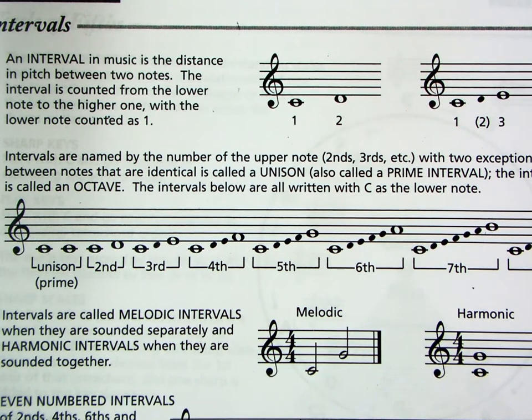All right? Intervals are named by the number of the upper notes, seconds and thirds, with two exceptions. The interval between notes that are identical is called a unison, also called a prime interval, and the interval of an eighth is called an octave. So, if the distance between notes is 2, we would call it a second. 3 would be a third. 4 is a fourth. The only two that aren't like that are if they're the same note, exactly the same, so like a C and a C, that's called unison or prime.